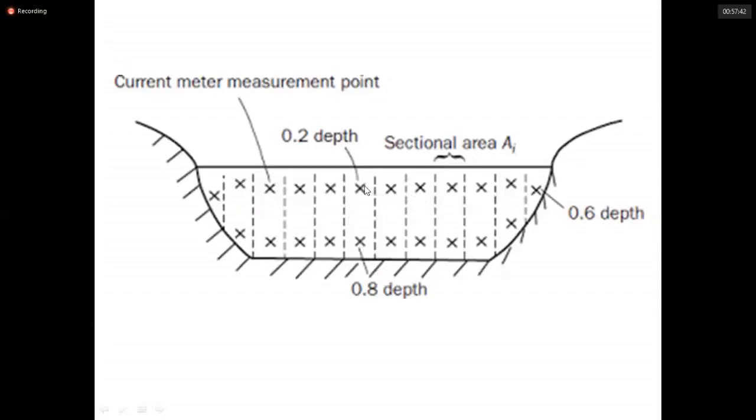In the middle of the channel, the depth is high, but at the sides of the channel, it is very low. So for both sides, one measurement is enough. That one measurement is 0.6 times the total depth. For the sides, 0.6, but in the middle, the two measurements should be 0.2 and 0.8 times the total depth.